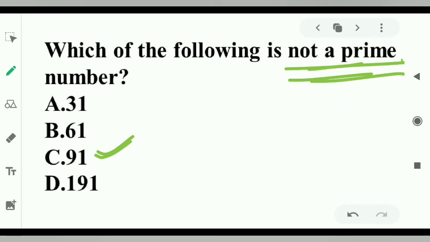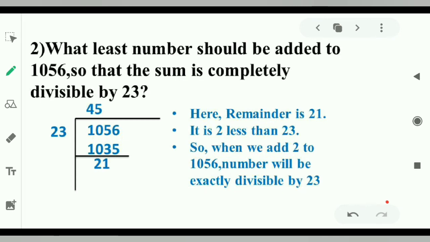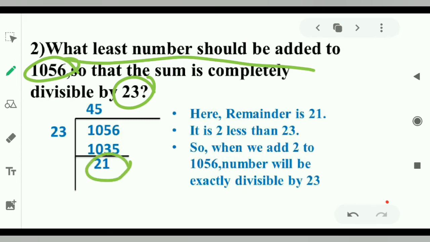Okay, let's begin reading the second question. What is the question? What least number should be added to 1056 so that the sum is divisible by 23? Whenever we have a question like this, what do we have to do? We have to divide the given number by the divisor so that we will get some remainder, right? If the remainder is 0, it is well and good. It is understood that 1056 is completely divisible by 23. In other terms, 1056 is a multiple of 23.